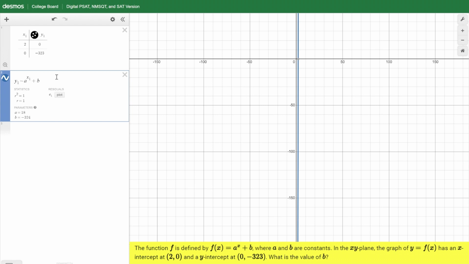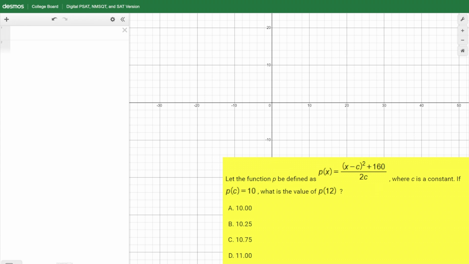Okay. So when you input the function this way, you can see in the statistics bars that r square is 1 and r is 1. You don't worry about that one. But the real numbers that we need are a and b, which are in the parameters section. So you can see that a here is 18. And more importantly, what's being asked is b, and b is going to be equal to negative 324. So this is another powerful way for Desmos to help us solve this seemingly difficult problem.